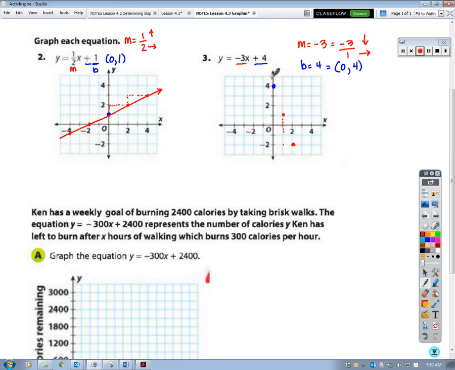And I'm just going to connect my points here. Hopefully I'm going to have a straight-ish line. Whoops, that line's not straight. Let's try that again. Oh, it's a little better.